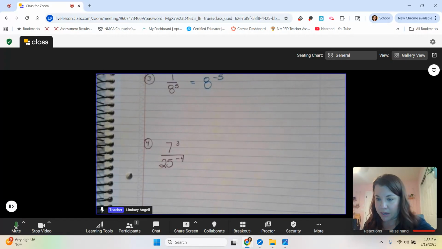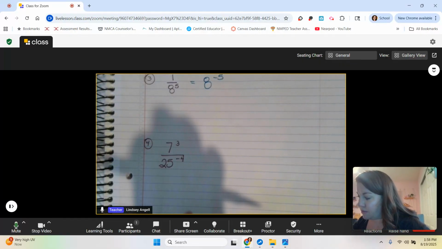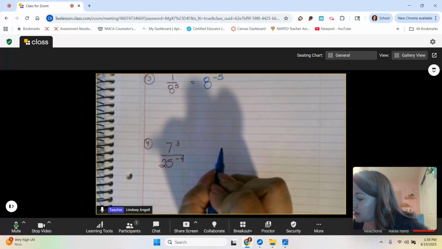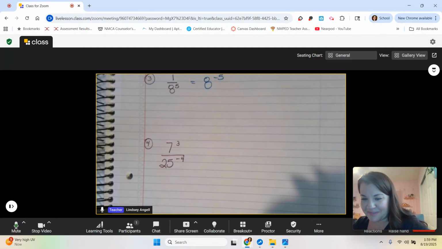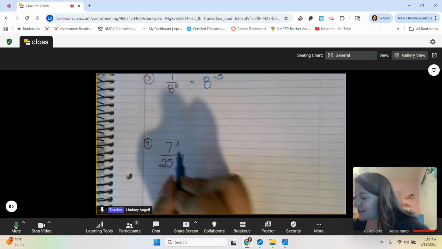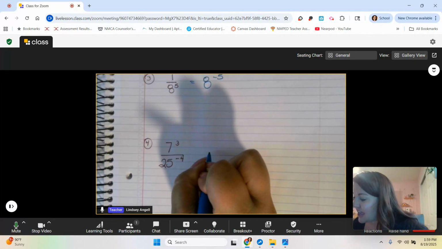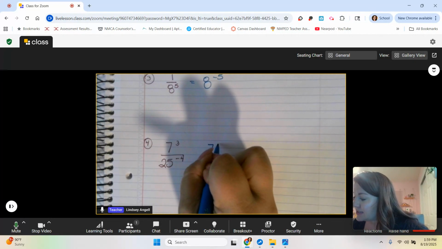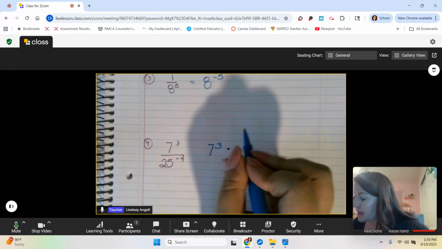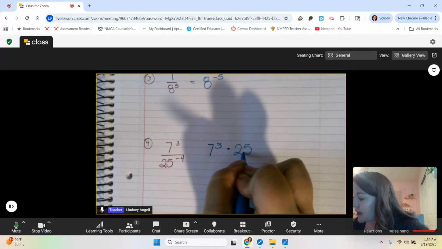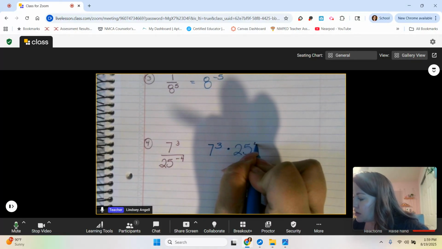This next one combines several things together, and it's a little more complicated. The first thing I want to do is pull these apart from each other. Well, really, we're not going to pull them apart. But what we could do is say we've got 7 to the 3rd power, and then that would be multiplied by 25 to the 4th power.